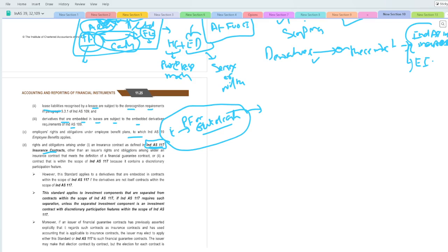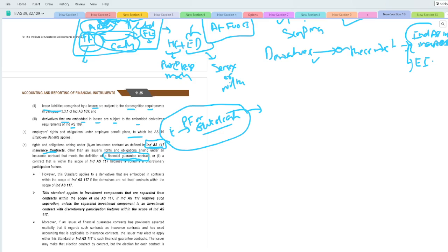So that's why it is not covered in this accounting standard. But quickly I will be reading. Rights and obligations arising under an insurance contract as defined in Ind AS 117, other than an issuer's rights and obligations arising under the insurance contract that meets the definition of a financial guarantee contract. Okay, so financial guarantee contract is there.